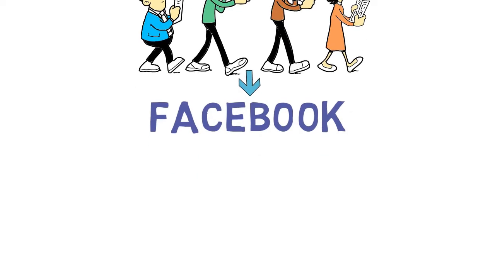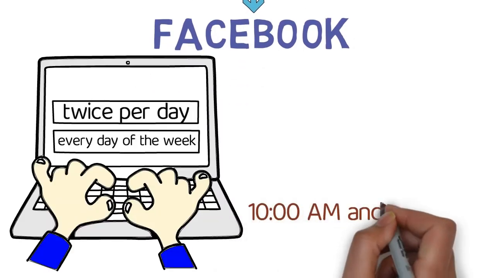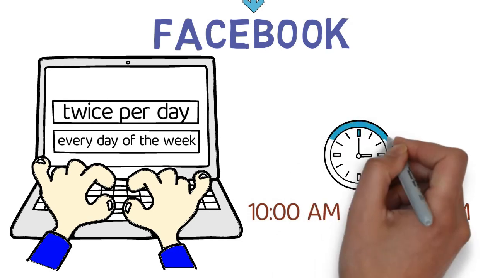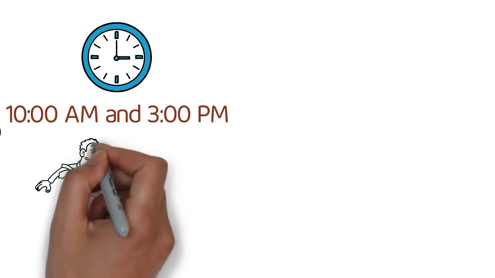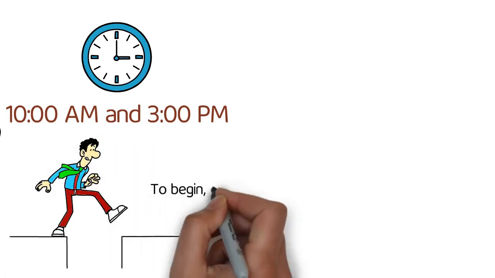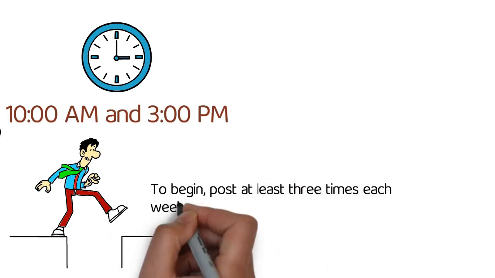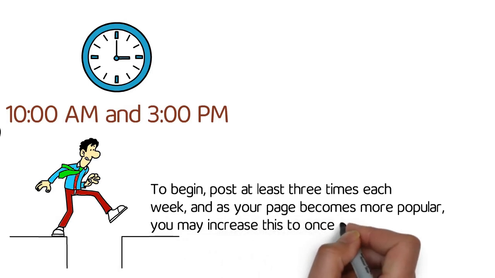Facebook. Post twice per day, every day of the week, usually between 10 a.m. to 3 p.m. in your time zone. Maintaining a balance between keeping your audience interested and seeming spammy is the key to posting on Facebook. To begin, post at least 3 times each week, and as your page becomes more popular, you may increase this to once per day.